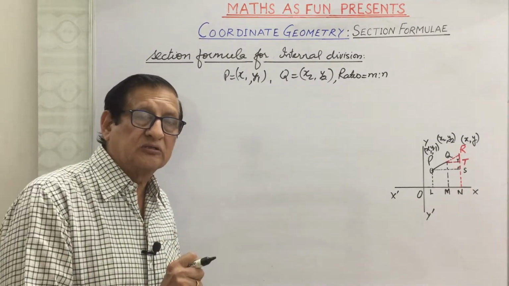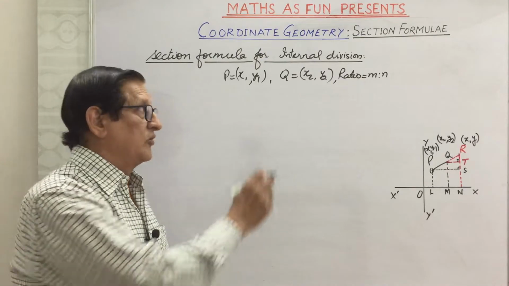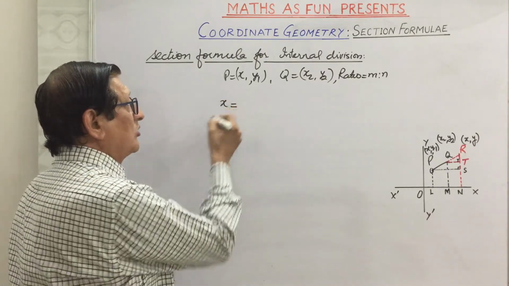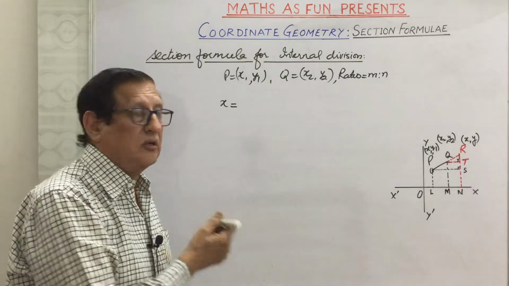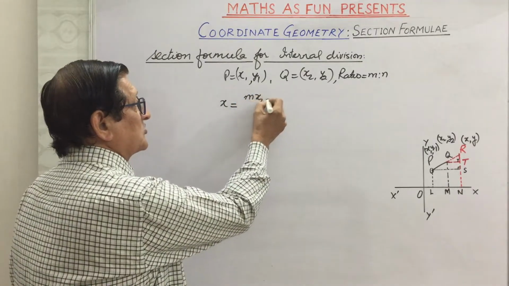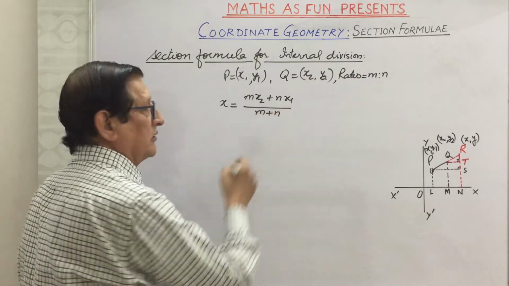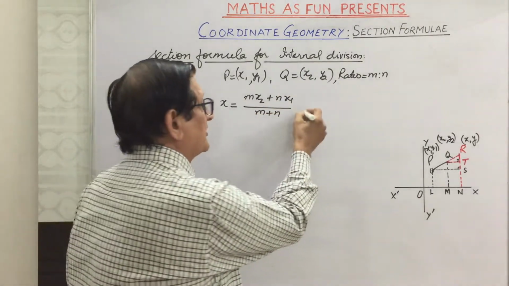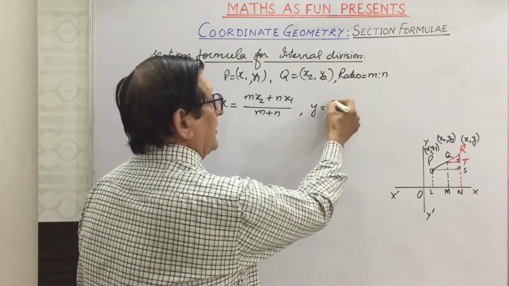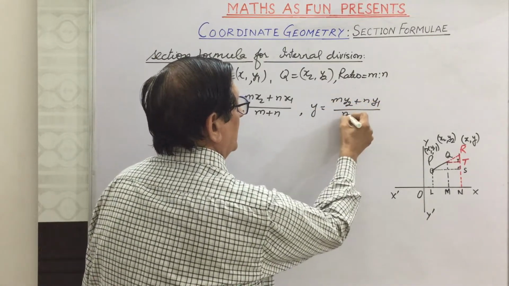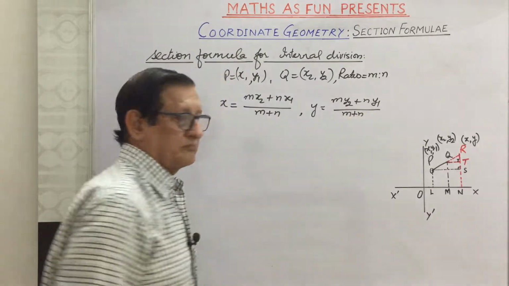So we have learned the section formula for internal division, in which we found that the x coordinate of the point of division is given by mx2 plus nx1 upon m plus n. The y coordinate is given by my2 plus ny1 upon m plus n.